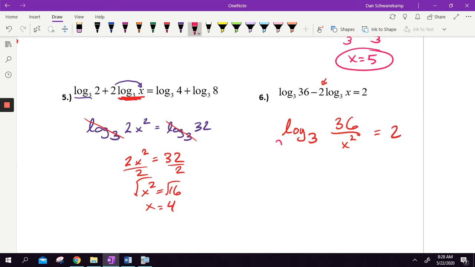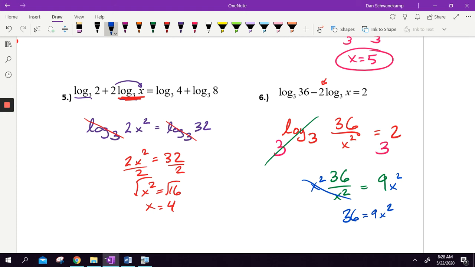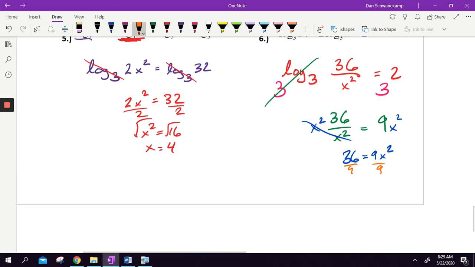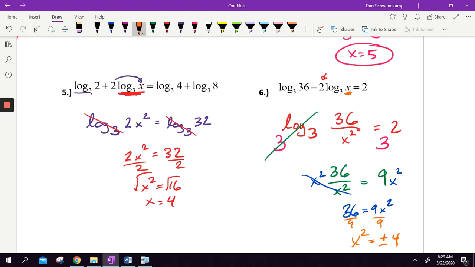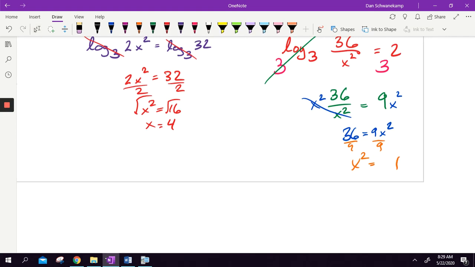I want to get rid of log base 3. Raise both sides to a base of 3. That's going to cancel. 36 over x squared. 3 squared is going to get me 9. I don't like fractions, so how do I get rid of x squared? I'm going to multiply both sides by x squared. That's going to cancel. I don't like the 9, so to get rid of the 9, I'm going to divide by 9. x squared equals 36 divided by 9, which is 4, so x is plus or minus 2. But again, if I plugged in a negative here, I would have a negative argument, and I do not want that to happen. So my answer is just going to be x is equal to positive 2.